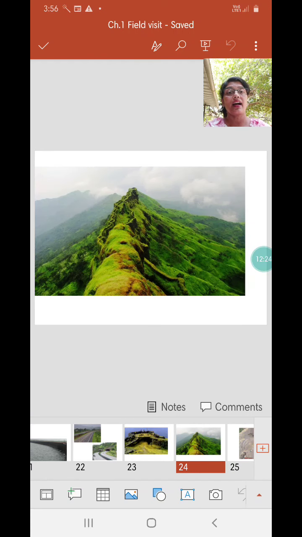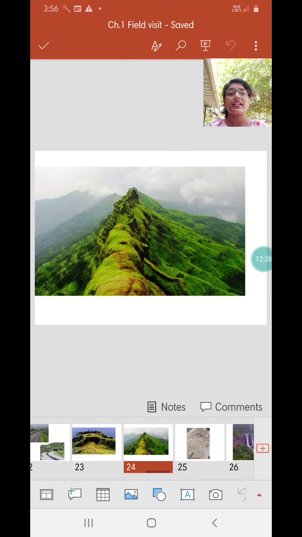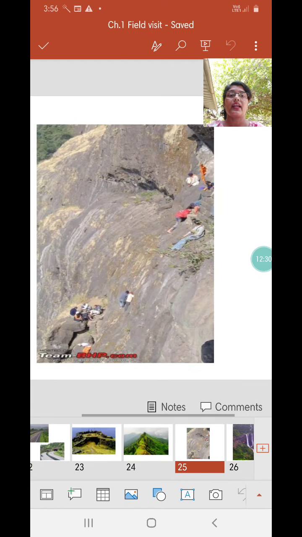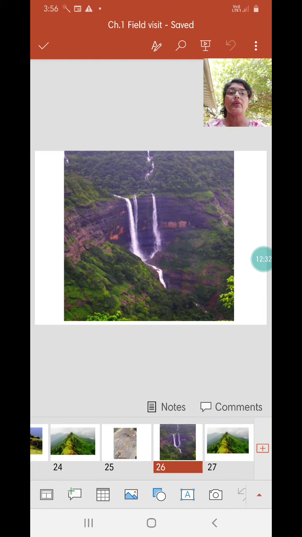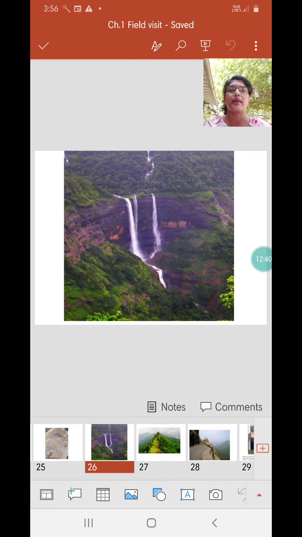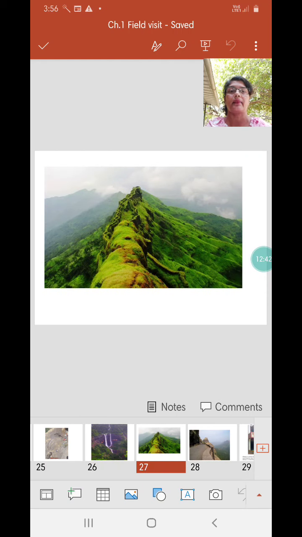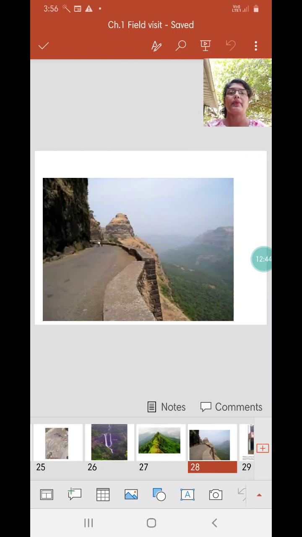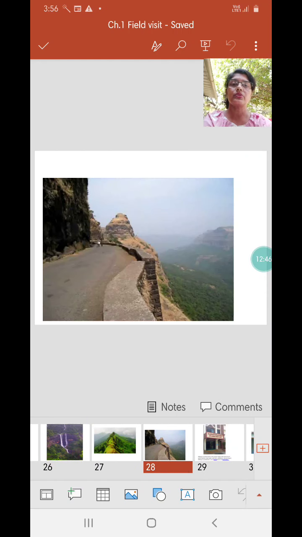So they are looking out for different types of topography. The Rajmachi point is famous for hill climbing. On the way they also see various waterfalls. Waterfalls are a beautiful scene, especially during the rainy season. In summer these waterfalls are dry. This is another view of the Rajmachi point. Then they go towards the Sahyadris.